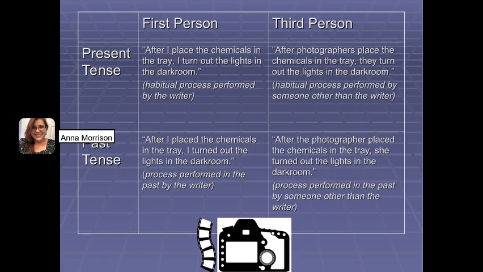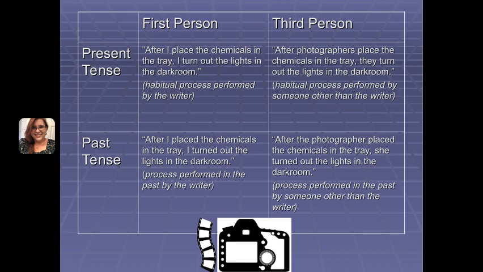So here are some different examples of those tenses and first person, third person choices. You can pick the one that's right for what you're writing and then stick with it all the way through. If it's something I did myself, and it's something I'm going to keep doing, a habitual process, then I would use first person present tense. After I place the chemicals in the tray, I turn out the lights in the dark room. Or if it's something that I did once just to learn how to do it and I don't expect to do it again, I could use first person past tense. After I placed the chemicals in the tray, I turned out the lights in the dark room.